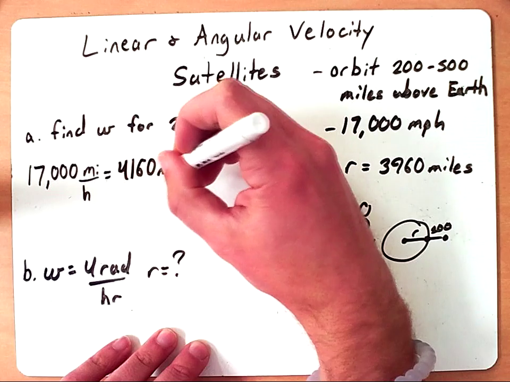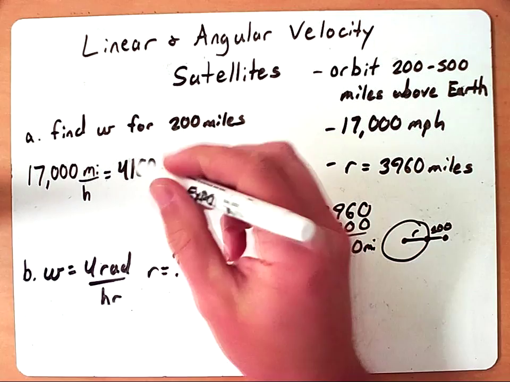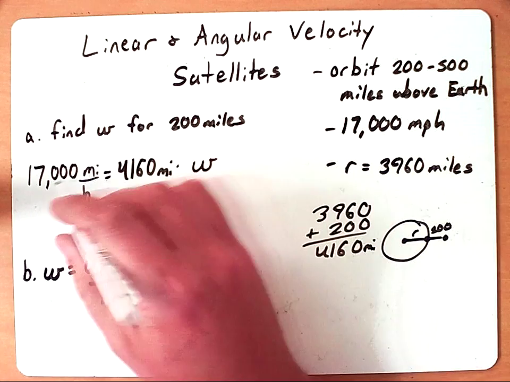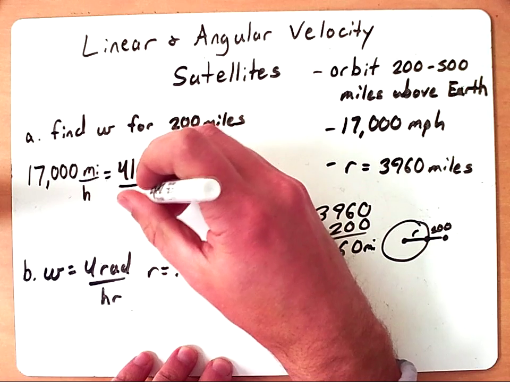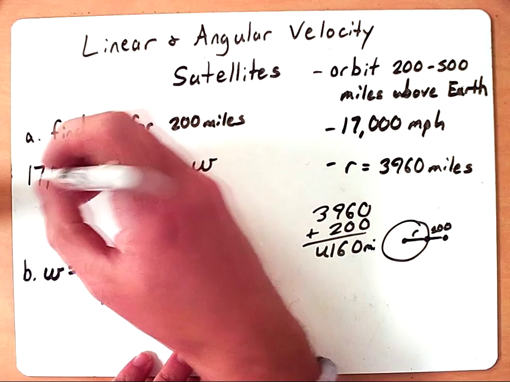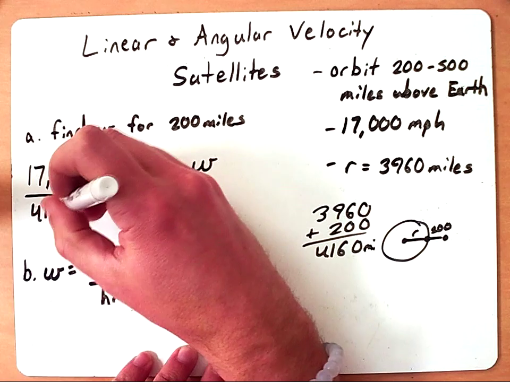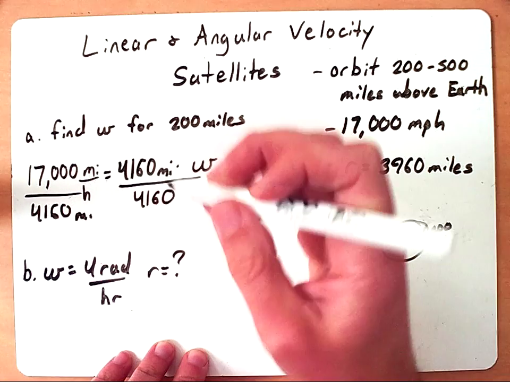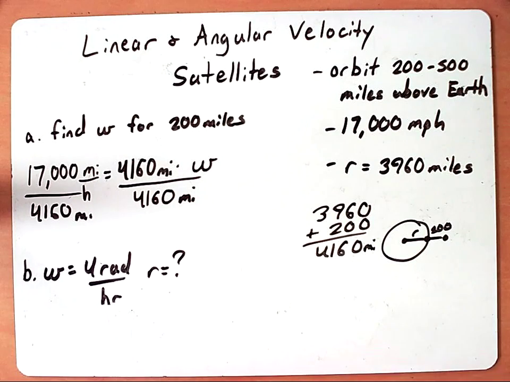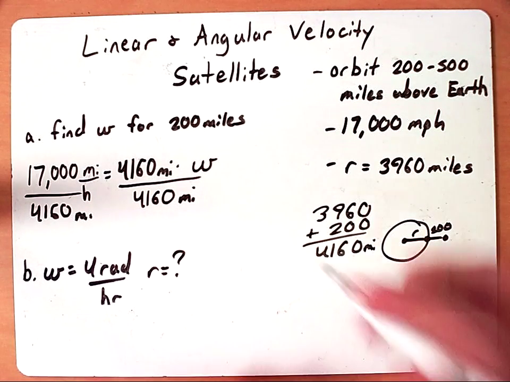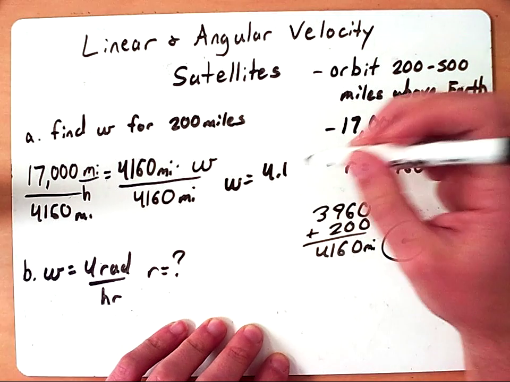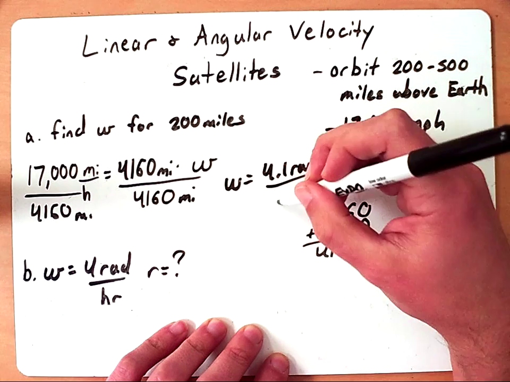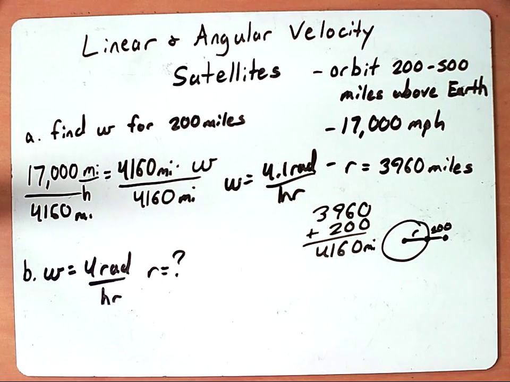So 4,160 miles. Alright, so now I know R, don't know W, I do know V, so I can solve for W. We're just using algebra at this point, so we'll divide both sides by 4,160. Alright, and so when we plug it into our calculator, we'll get that the angular velocity of this satellite is going to be 4.1, and that'll be radians per hour. So the satellite's traveling 4.1 radians per hour.